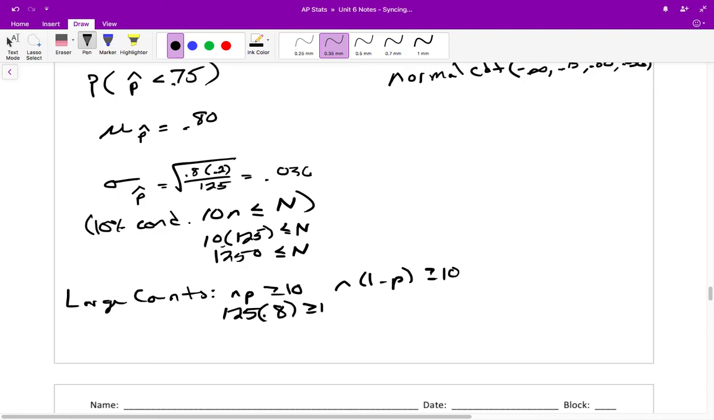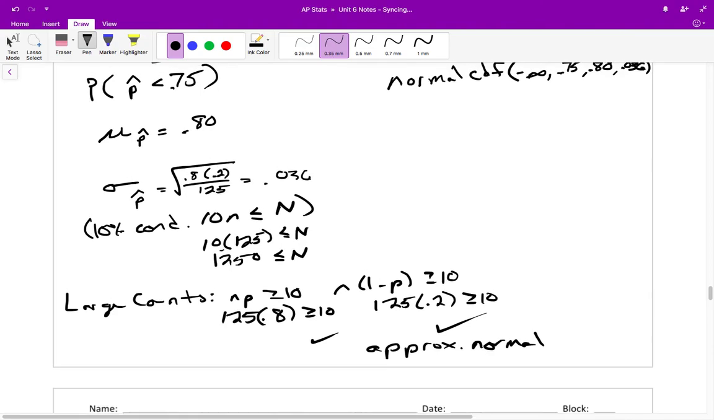We are checking to see, is that greater than or equal to 10, which it is. It ends up being greater than or equal to 10 there. Next, we would check the same thing over here, so 125 multiplied by 0.2, is that also greater than or equal to 10? Which it is. So we can say that this would be approximately normal, at which point we are good to go ahead with this calculation.